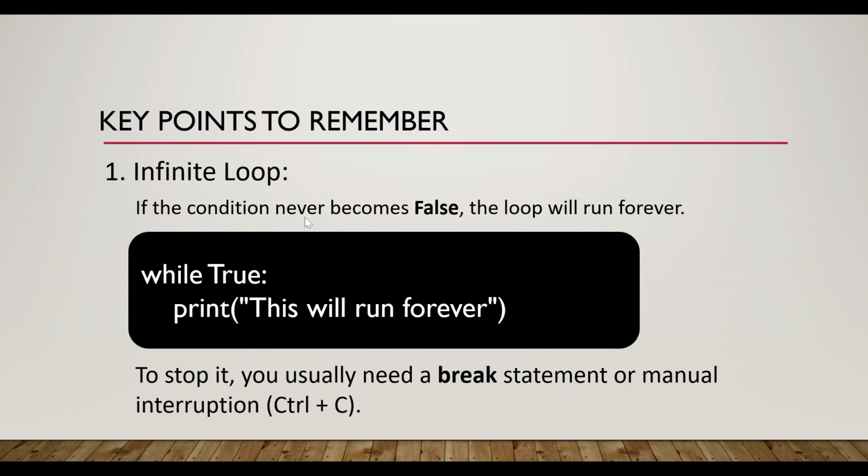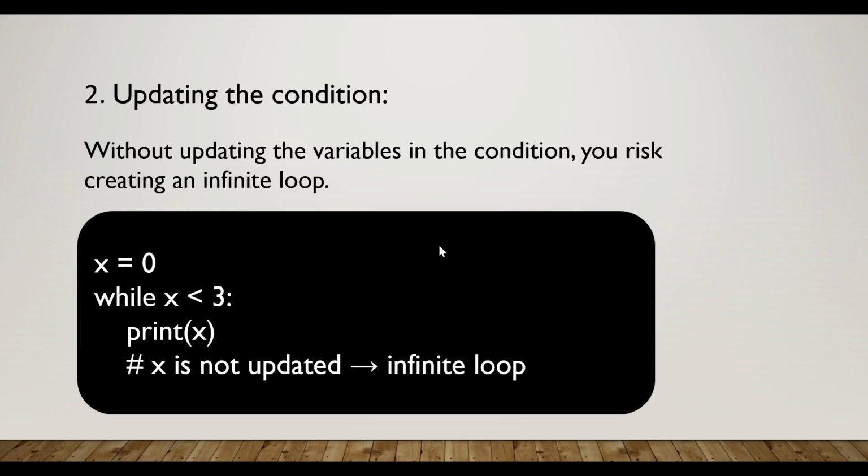Key points to remember. Infinite loop means, suppose we forgot to give the increment, at that time an infinite loop will be executed. If the condition never becomes false, the loop will run forever. To stop it, you usually need a break statement or manual interruption, Control C. Update the condition: without updating variables in the condition, you risk creating an infinite loop.